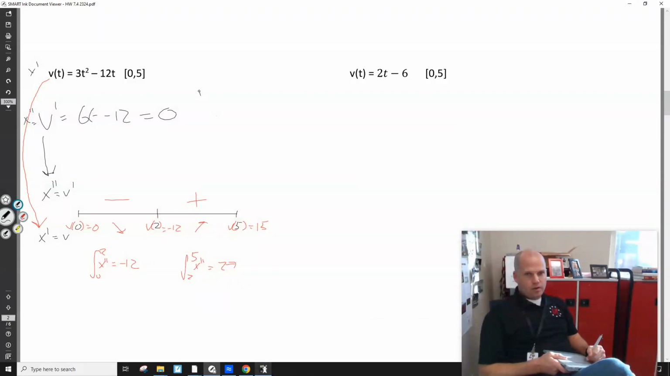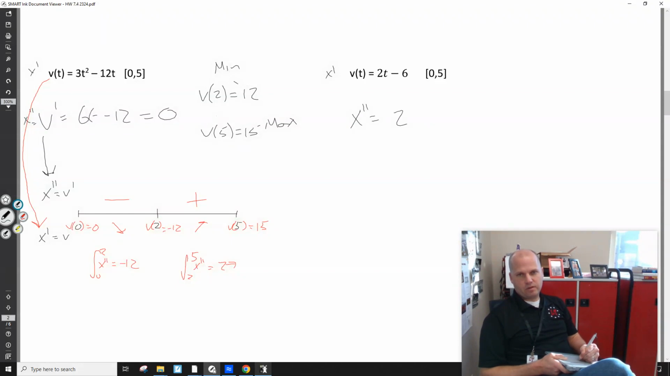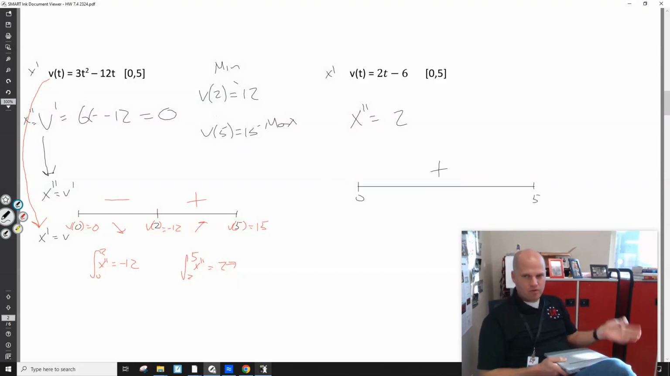All right, so here v of 2 is the min. That's when I'm going furthest left. V of 5 is the max. That's when I'm going fastest right. Same deal. This is x prime. I want to find the max or the min of x prime. I need to do a second derivative sign analysis. Again, just like the first question, don't be afraid if your second derivative was just a positive number, that's telling you that your velocities are increasing.